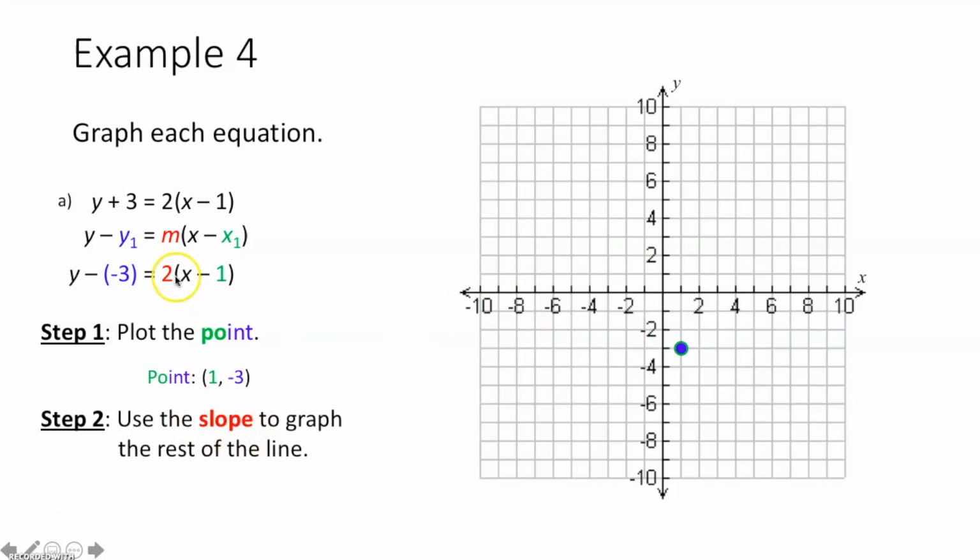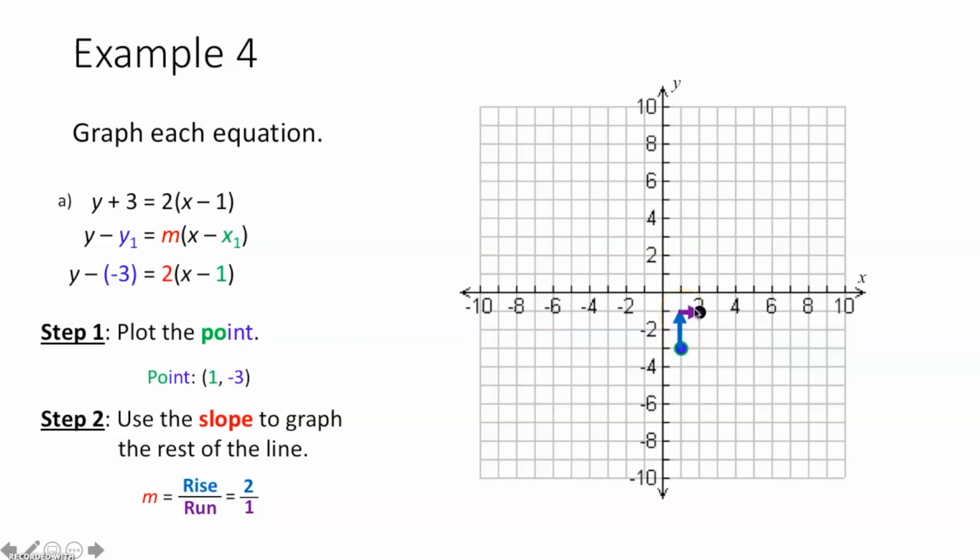What is our slope? Well, remember, slope is m, which is rise over run. What's the rise over run? Well, this is 2. Remember, 2 is the same thing as 2 over 1, which means we're going to rise 2 and run 1, which means we're going to go up 2 and right 1. So from our starting point, the point that we had, 1 comma negative 3, we're going to go up 2 and then to the right 1.